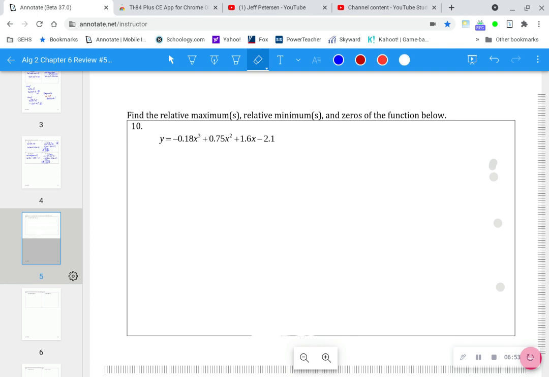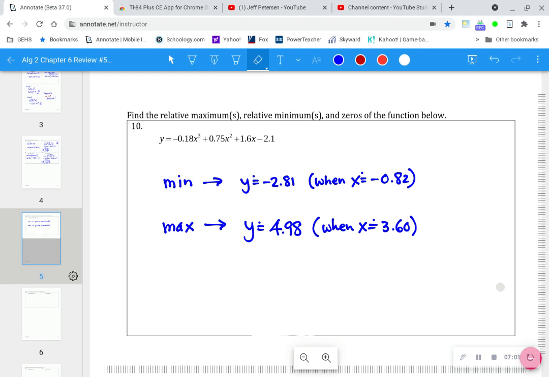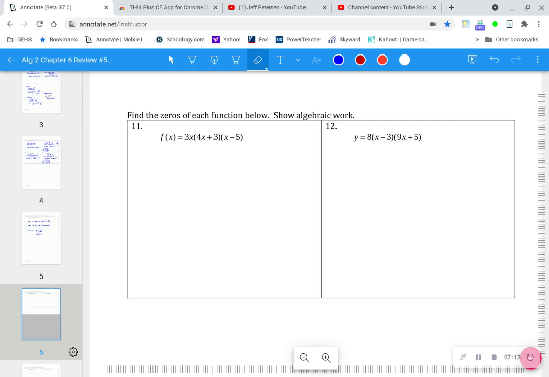We found that the minimum value in the valley was at a height of negative 2.81. The y value at the hilltop was 4.98. And the 3 x values on the x-axis are negative 2.22, 0.97, and 5.41. Okay, find the zeros of these functions, and this is pretty easy.